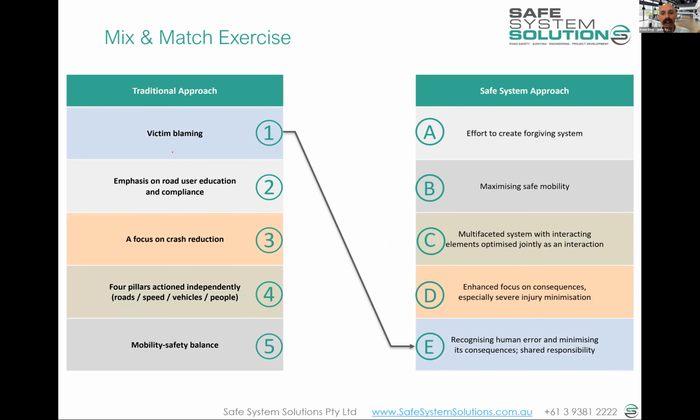Victim blaming, well, we're recognizing human error, trying to minimize the consequence of that. We're going to create that forgiving system is what we're going to put more effort into. Not saying we're going to ignore education and compliance, but more of that. Some of that crash reduction is more around enhanced focus on consequence. A lot of talk about the severity and the outcomes of crashes. We're thinking now about a multifaceted system and interacting elements optimized jointly as an interaction. What a mouthful that is.